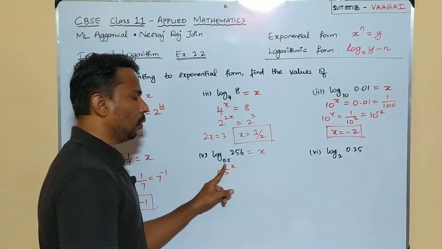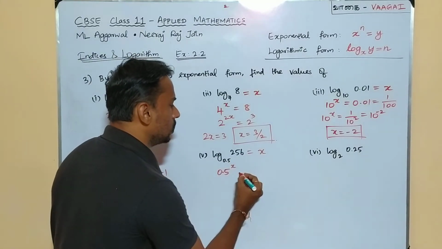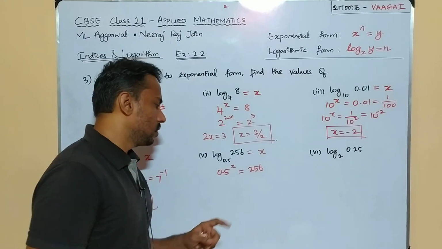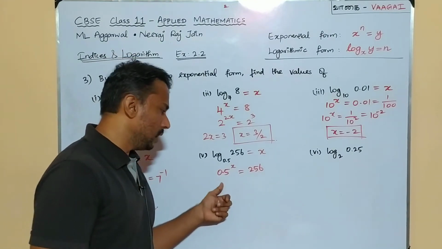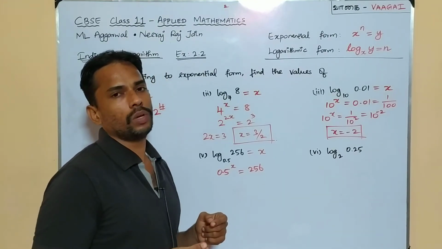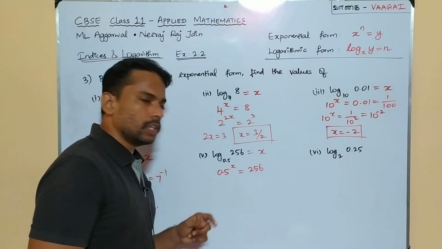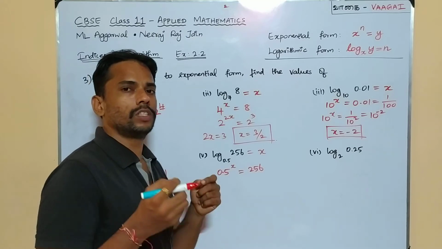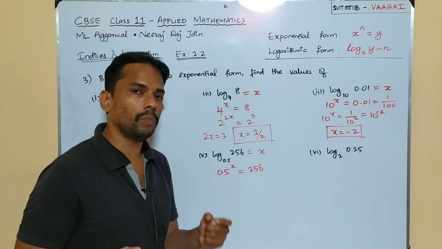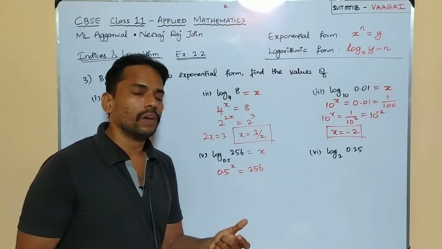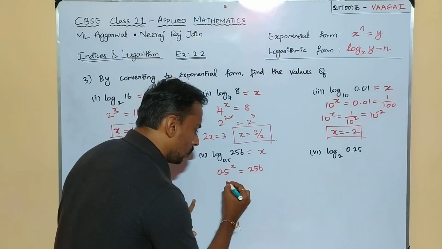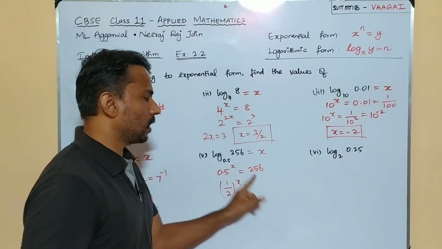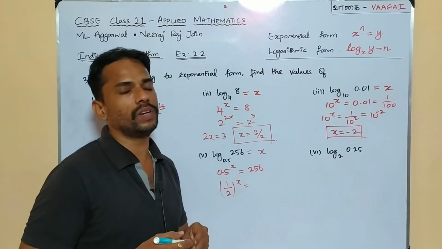Note it carefully. 0.5 to the power x is equal to 256. Now if you see the left hand side itself, we have the base as a decimal. So what we can do here is replace this decimal with a fraction. Can you tell 0.5 as a fraction? We can write it as 1 by 2. So we'll write (1/2) to the power x is equal to, and on the right hand side we have 256.